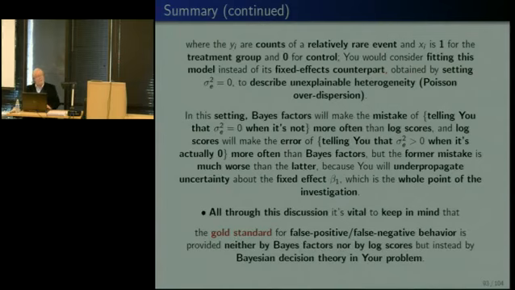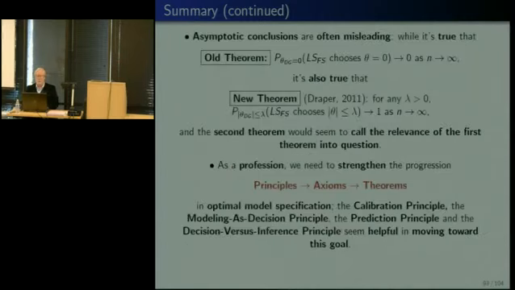All throughout this discussion, it's vital to keep in mind the following point, that the gold standard for false positive, false negative behavior is provided neither by Bayes factors nor by log scores, but instead by Bayesian decision theory in your problem. You have to think things through if you're going to try to do it carefully.